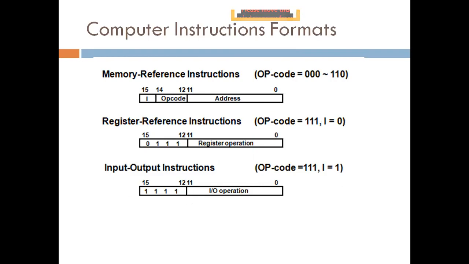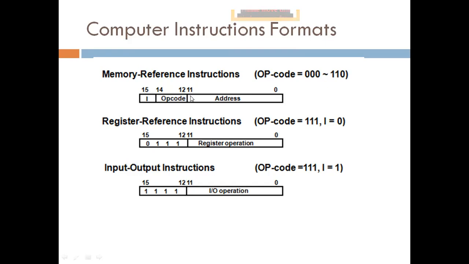Computer instruction formats. Next topic. The basic computer has 3 instruction code formats. Each format has 16 bits. Depending upon the value of the opcode, the instructions are divided into 3 types. The first one is the memory reference instruction. The size of the instruction is bits 0 to 15, that means 16 bits.